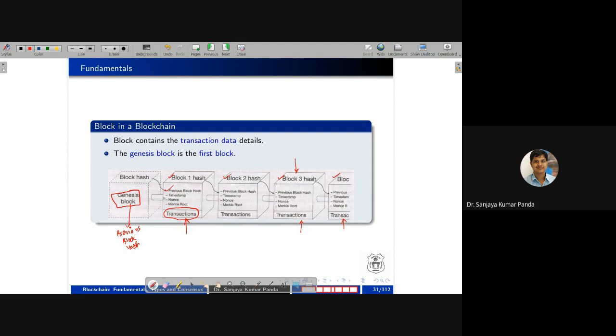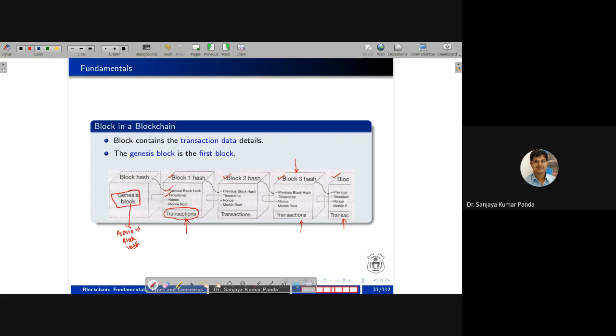And also the block contains the timestamp, because the timestamp is very much required in order to avoid a concept in blockchain that is called double spending. We are going to discuss that next. So in order to avoid that, the timestamp plays a very important role. Whenever one person has made a transaction, if any fraud is initiated by another transaction, that can be easily identified through this timestamp.